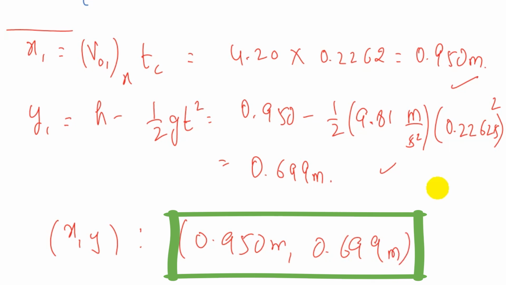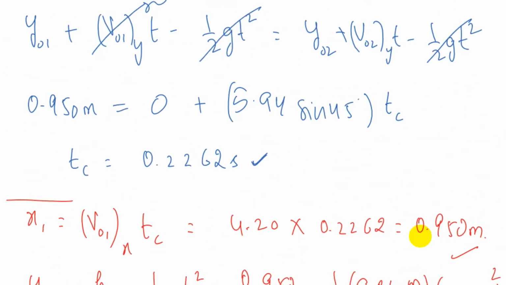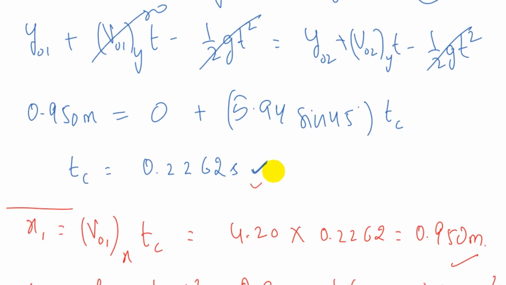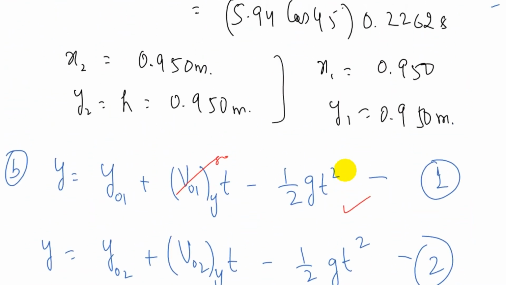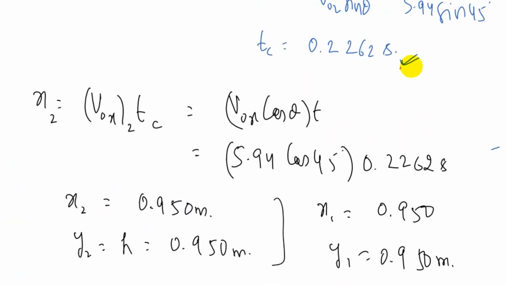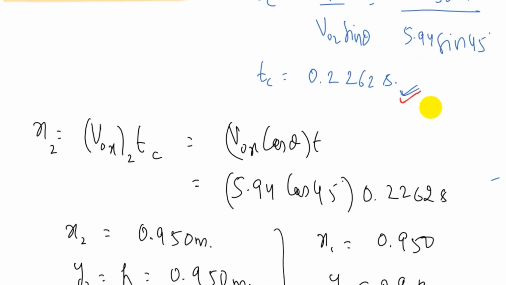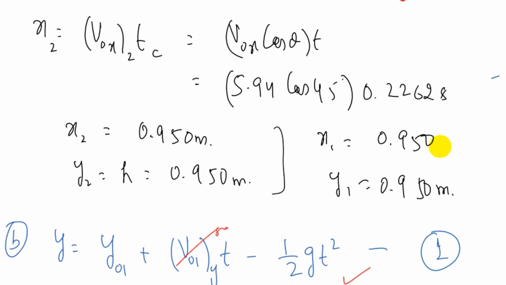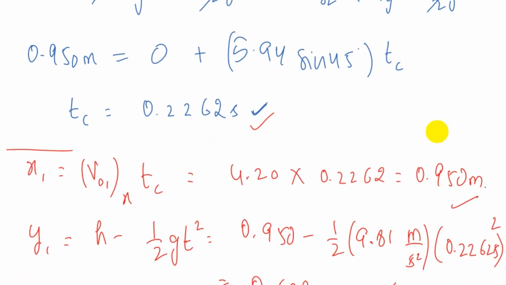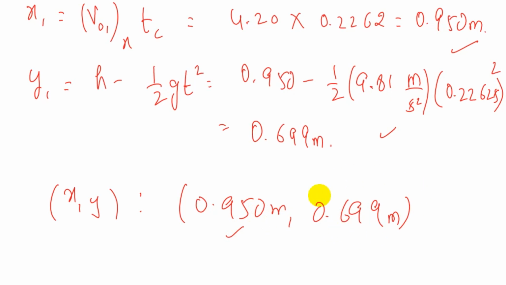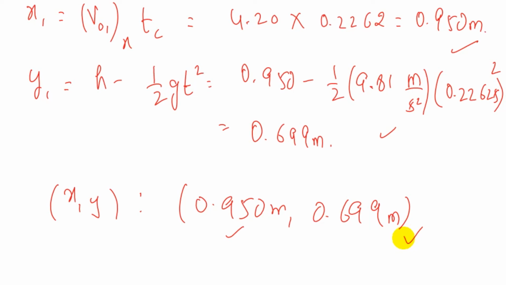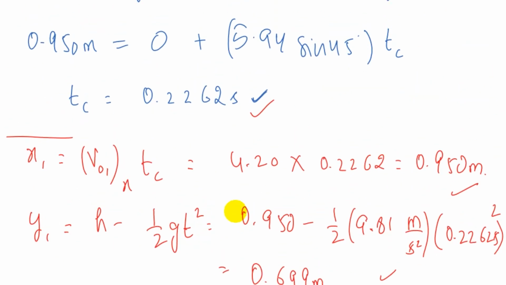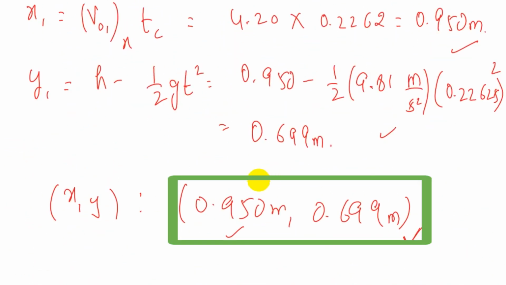Now if you see the similarities, you will see that the time of collision in both cases is the same. Here we obtained the time of collision to be 0.2262 seconds, and here also the time of collision is 0.2262 seconds, and the x value is also the same, 0.950 meter. But the y value is changed because of the acceleration in the vertical direction. That is why this value is changed, and x values remain the same because there is no acceleration in the x direction. So this is the final answer.